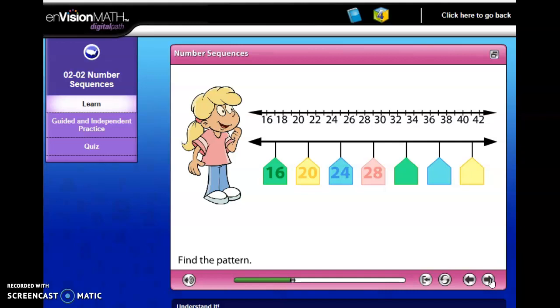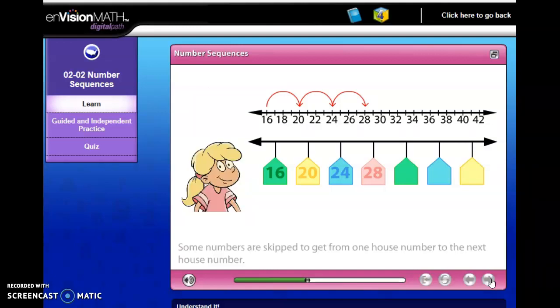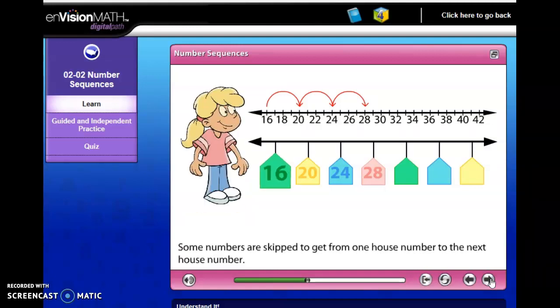Starting at 16, how many steps do you need on your number line to get to 20? Make sure to count every tick mark, even those that are not labeled. Why does the picture show jumps on the number line? Some numbers are skipped to get from one house number to the next house number.